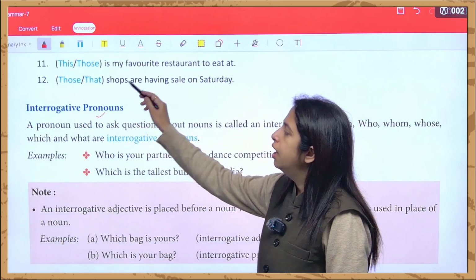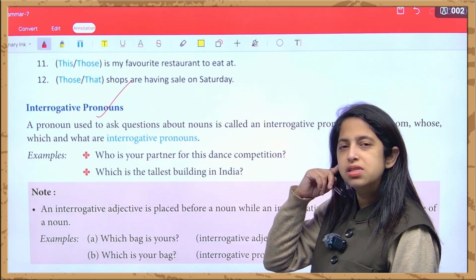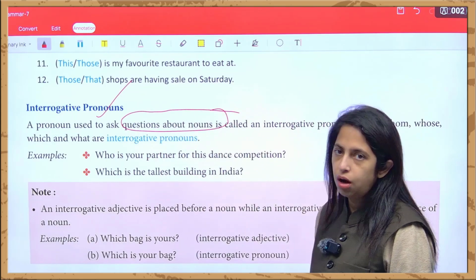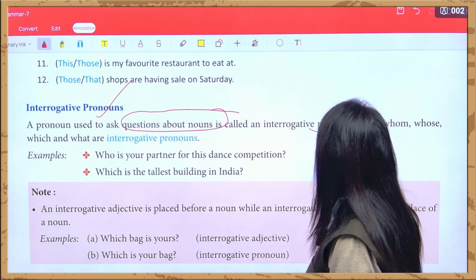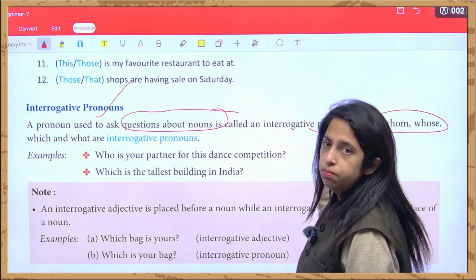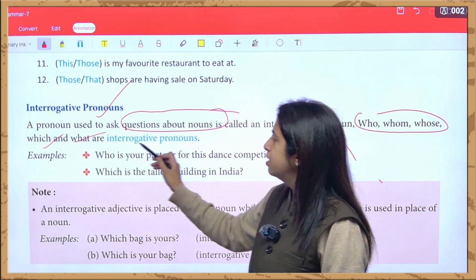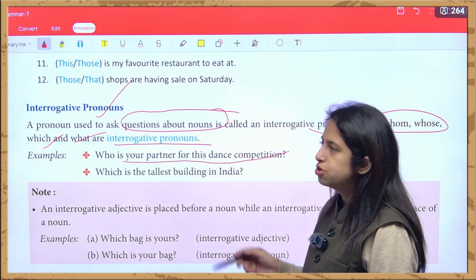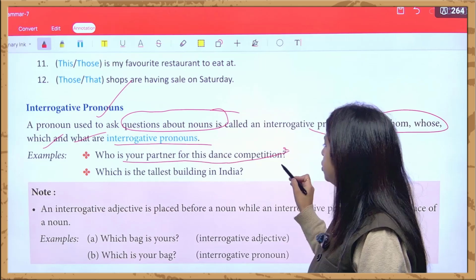Moving on to the interrogative pronouns. Interrogative means asking the questions. They basically ask the questions about a noun. जैसे कि WH, that is who, whom, whose, which and what. ये सब क्या है? Interrogative pronouns है. जैसे कि who is your partner for the dance competition? आपका कौन partner है? Question mark आ गया है.